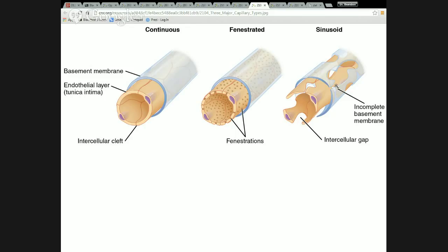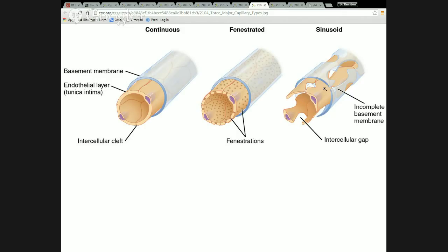And I mentioned that because the third type here, the sinusoidal, as they've drawn them especially, there are these big gaps in the basement membrane. It's incomplete, as are the intracellular clefts, which are gaps here. So there's big gaps between the individual cells as well as gaps within the basement membrane. And these are very leaky capillaries.